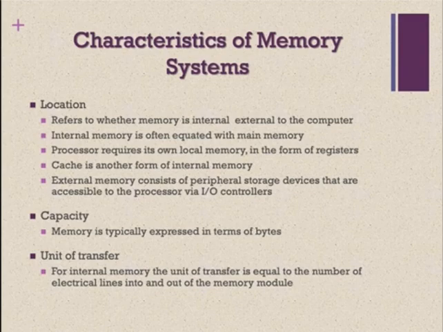So registers are required by the processor. But the point with registers is that they are faster but expensive, and we cannot have longer registers because it will increase the access time for the processor. So that's why we have short registers. Then we have another level, that is cache. Cache is another form of internal memory, which is faster than RAM but slower than registers.